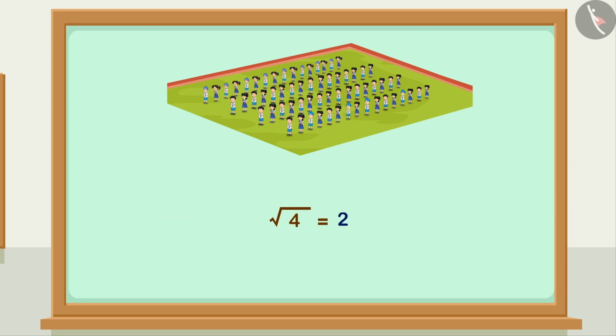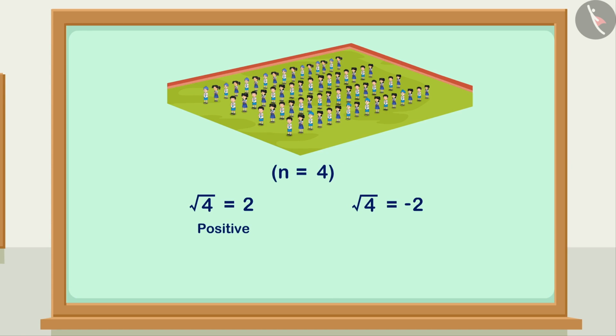Now you have seen that the square root of 4 is 2. Is it the only possible square root of 4? The square of minus 2 is also 4. So minus 2 is also a square root of 4. We can say that a natural number n has two square roots, one positive and one negative. Positive and negative square roots are shown as follows.